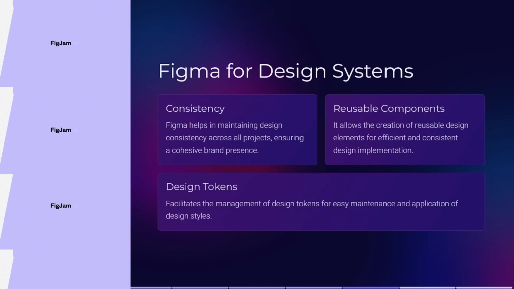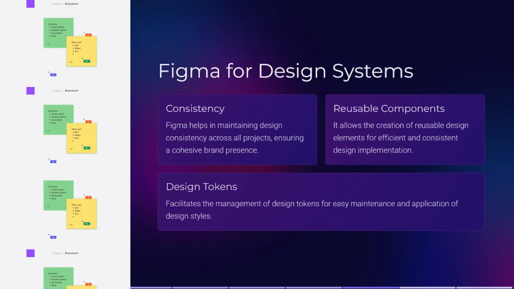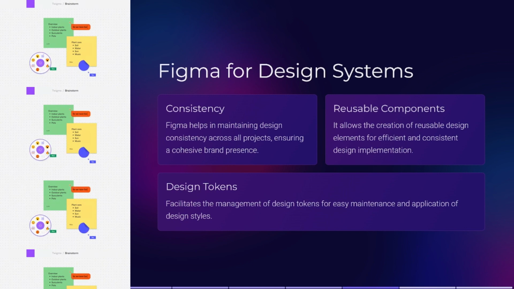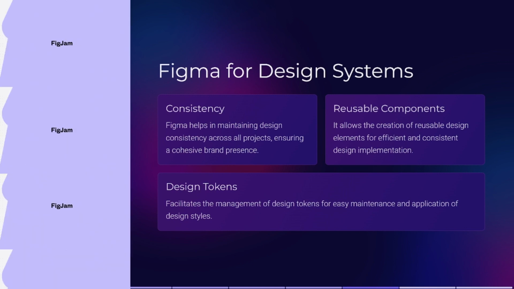Figma for design systems. Consistency: Figma helps in maintaining design consistency across all projects, ensuring a cohesive brand presence. Reusable components: it allows the creation of reusable design elements for efficient and consistent design implementation. Design tokens: it facilitates the management of design tokens for easy maintenance and application of design styles.